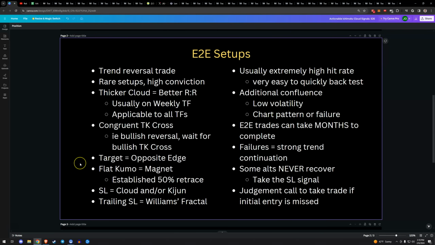The target, again, visually, it's great because it's always the opposite edge of the cloud. So once again, the thicker the cloud, the better the trade. And usually how this works out is you have a mega downtrend. Sometimes it's weeks, sometimes it's years. Then price flattens out. And then you establish some 50% level over a long period of time.